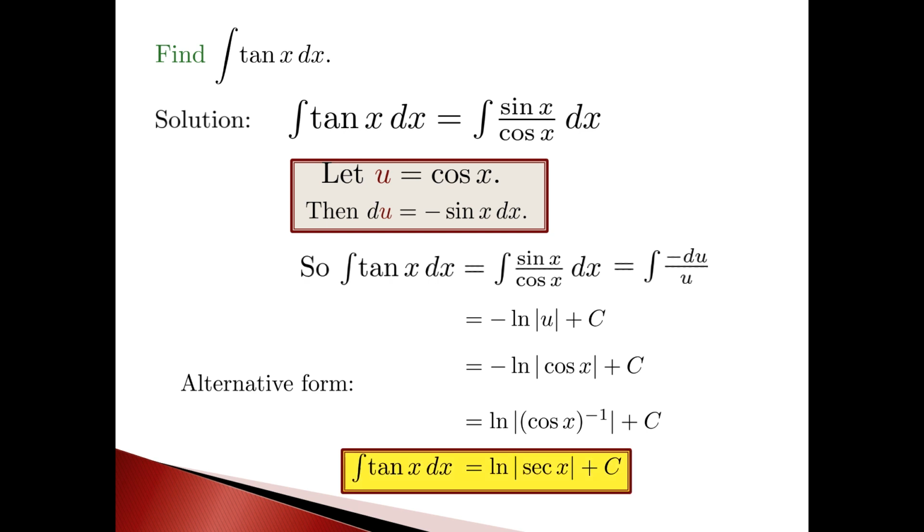Okay, that's important enough that it's a rule you should just know. And in Calculus 2, the very first day, we hand out a list of rules you should just know, and that's one of the most important ones on the list. All right, what about cotangent?